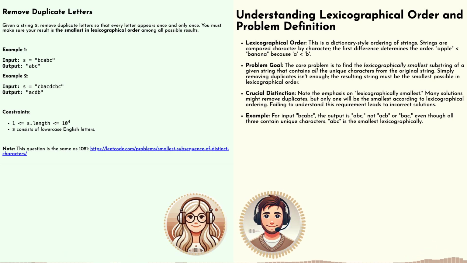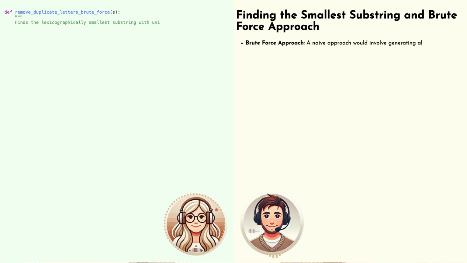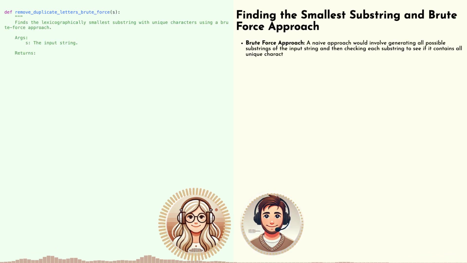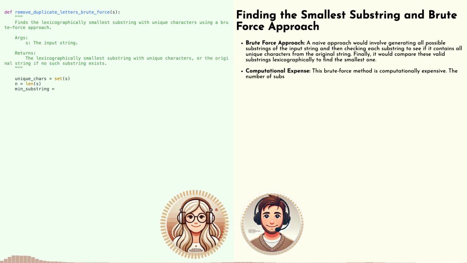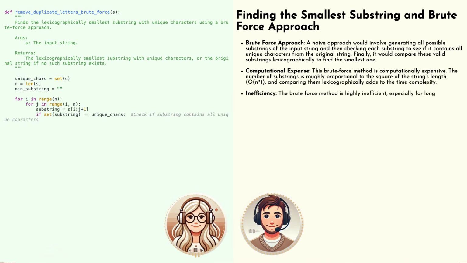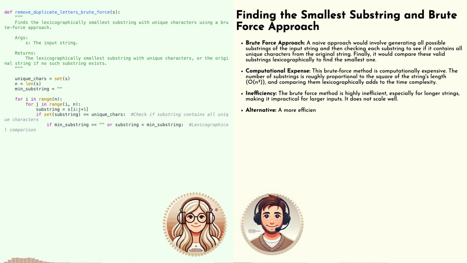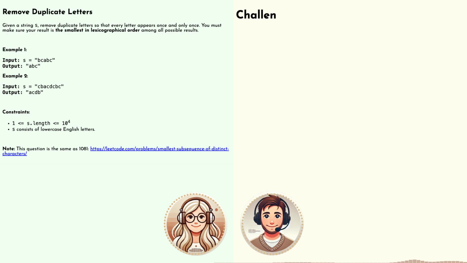So let's look at another example here from our source material. We have the string CBCDBC. What would be the smallest substring in that case? For CBACDCBC, the smallest substring would be ACDB. Because if you were to arrange all the unique letters alphabetically, ACDB would come first. So ACDB beats out every other combination of those letters in a dictionary sorting contest. Exactly.